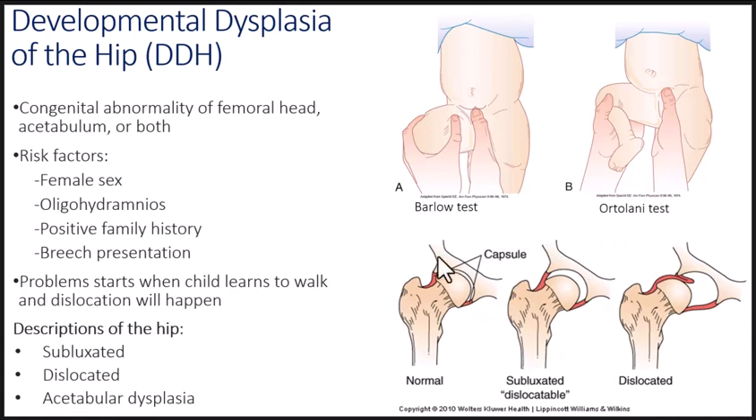Before I talk about these tests, I want to mention that developmental dysplasia of the hip can be described as being subluxated, dislocated, or it can be described as acetabular dysplasia. I'm going to talk just a little bit about these. With subluxated, it means that there's only partial contact between the femoral head and the acetabulum. So in this normal circumstance, what we have is a nice, deeply seated femoral head in the acetabulum. But with subluxated varieties of developmental hip dysplasia, the femoral head is just not seated very well within the acetabulum. Because of that, it can be fairly easily dislocated.